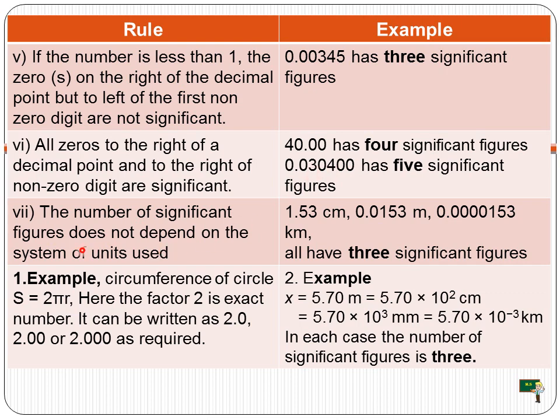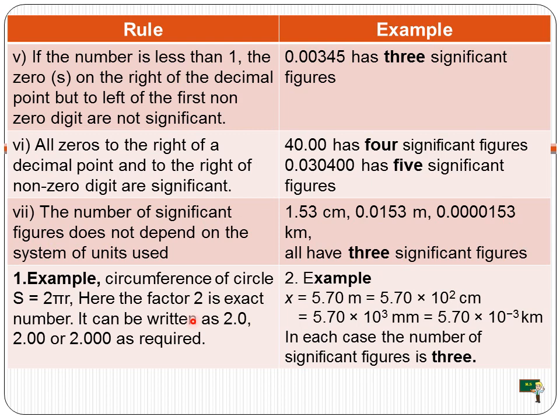Next, 7th one. The number of significant figures does not depend on the system of units used. Here 1.53 centimeter or 0.0153 meter or 0.000153 kilometer all have 3 significant figures. So we don't count these leading zeros as significant figures, we only count the digits, that means after the point it's only 153.